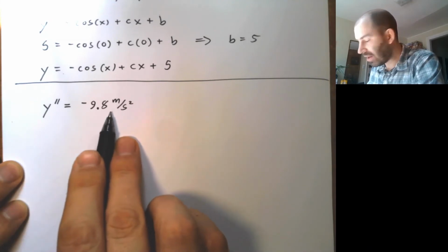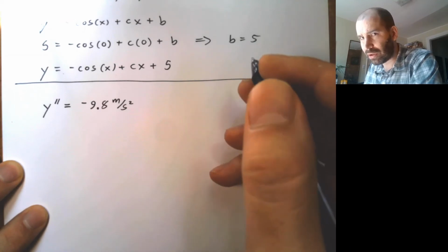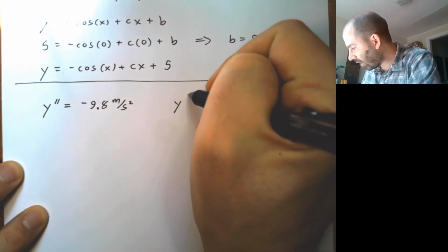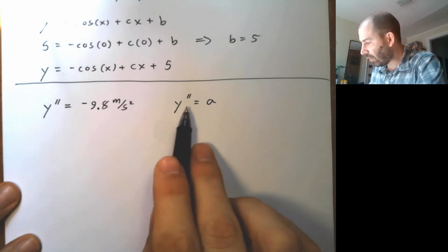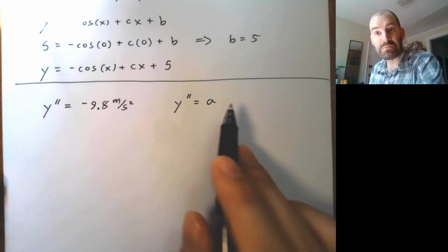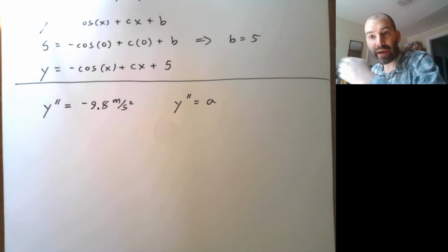Instead of writing negative 9.8, let me just substitute a letter temporarily, okay? So I'm going to write y double prime equals a. So we just have a differential equation where y double prime is a constant. That's all we have to do to model the motion of objects thrown into the air.